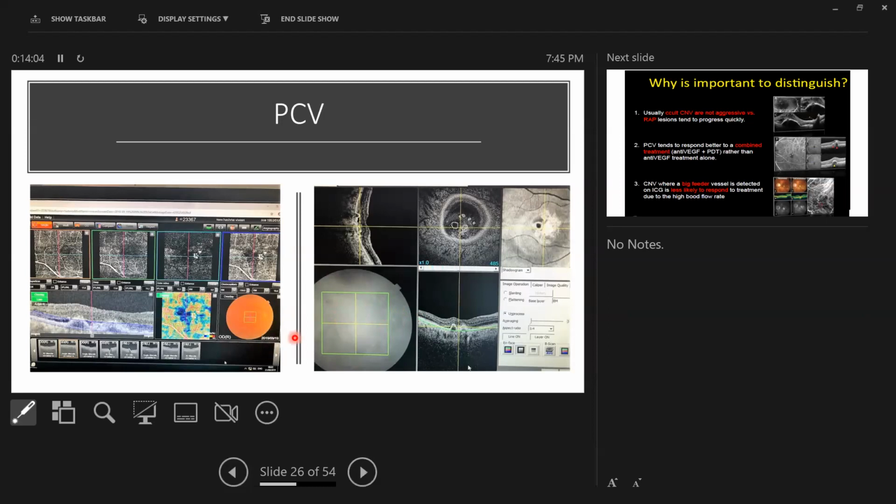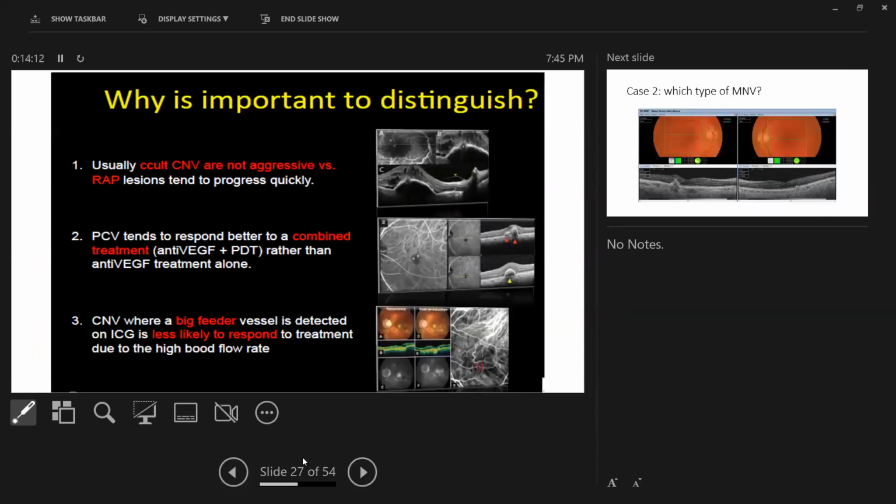Especially, we have no access to the ICG in Jordan, so we can use the other imaging modalities to pick up some cases. Again, it's important to distinguish between different kinds of macular neovascularization. As we mentioned, the occult type 1 MNV is not aggressive, like, for example, the RAP or type 3 MNV. PCV is different. Usually when we have a type 4 MNV or polypoidal choroidal vasculopathy, those lesions are highly resistant to the anti-VEGF.